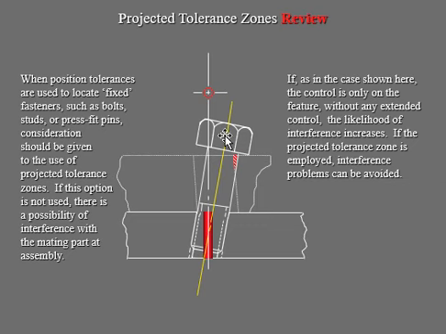So when we think about the position tolerance and we have a fixed fastener like your bolts, your stud, your press fit pin, you've got to consider the projected tolerance zone because it's important. Because if you don't use that projected tolerance, interference can happen in that type of mating.